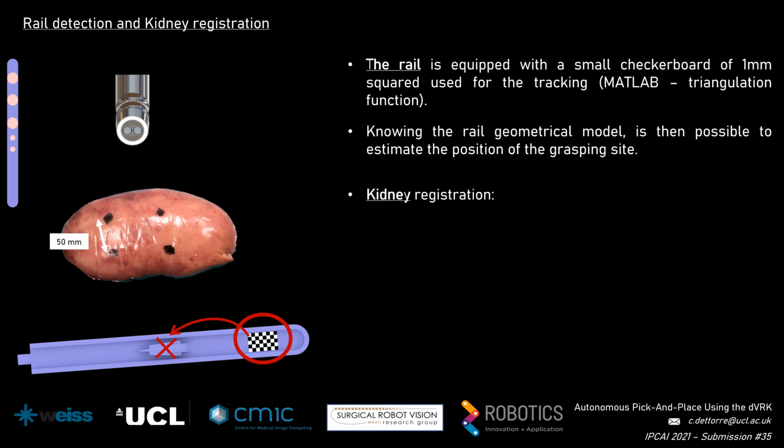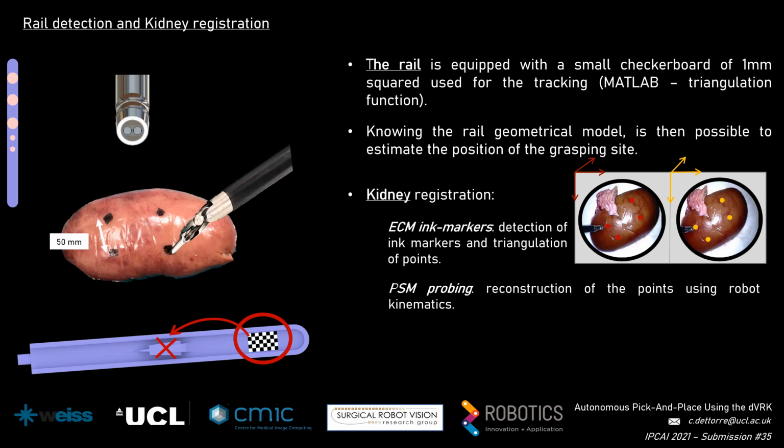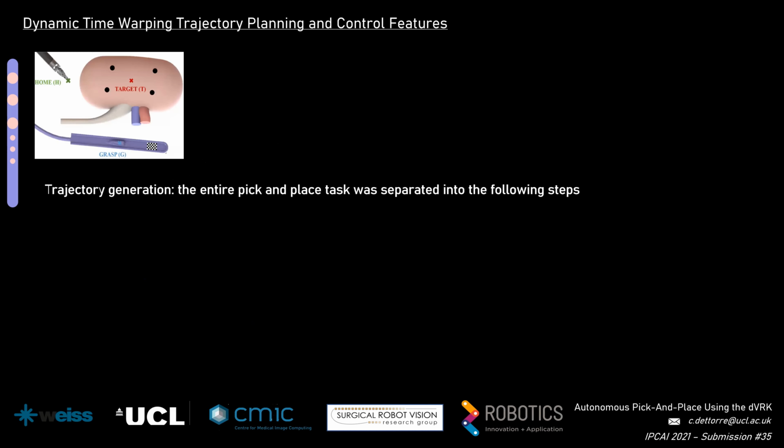For kidney registration, 2 different procedures were compared. The first one relies on the detection of the ink markers using the stereo endoscope. The second one uses the large needle driver to probe the marker positions and reconstruct them using the robot kinematics. Comparing the results with the ground truth, represented by the distance between the markers of 50 mm, we can notice that the probing technique appears to perform better.